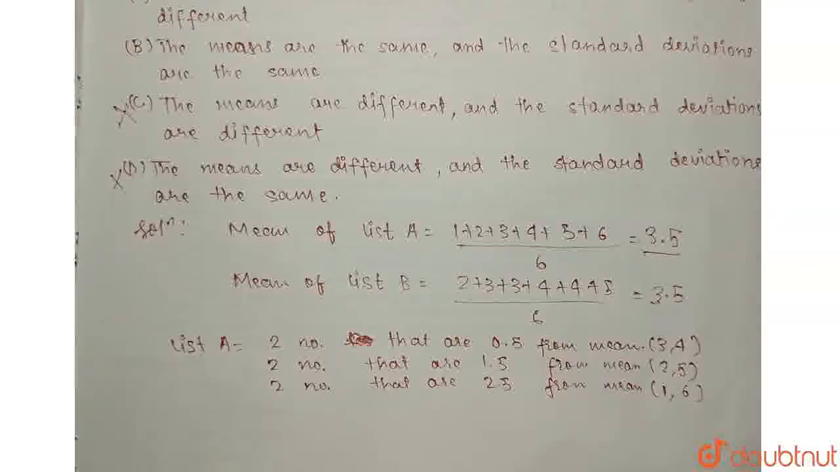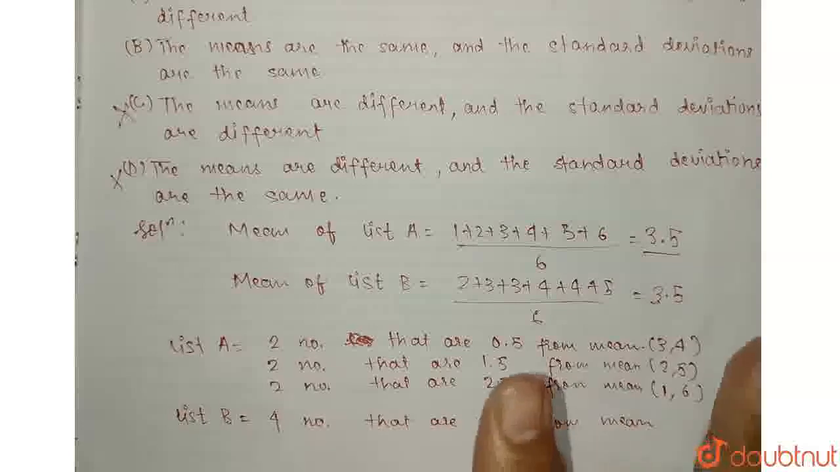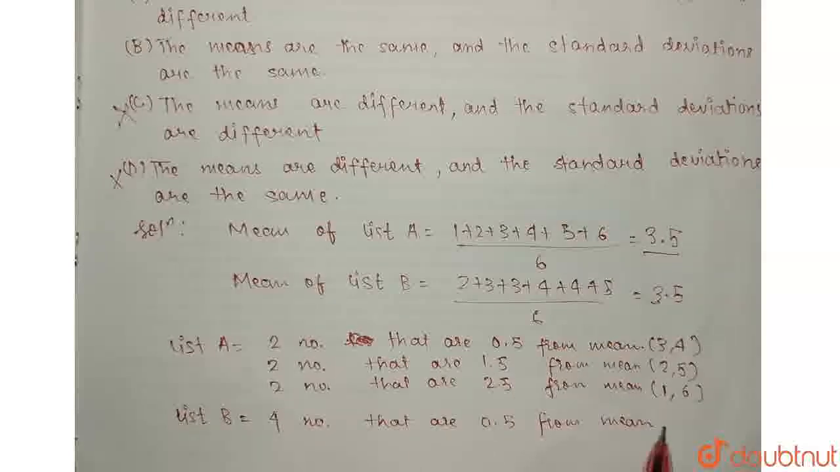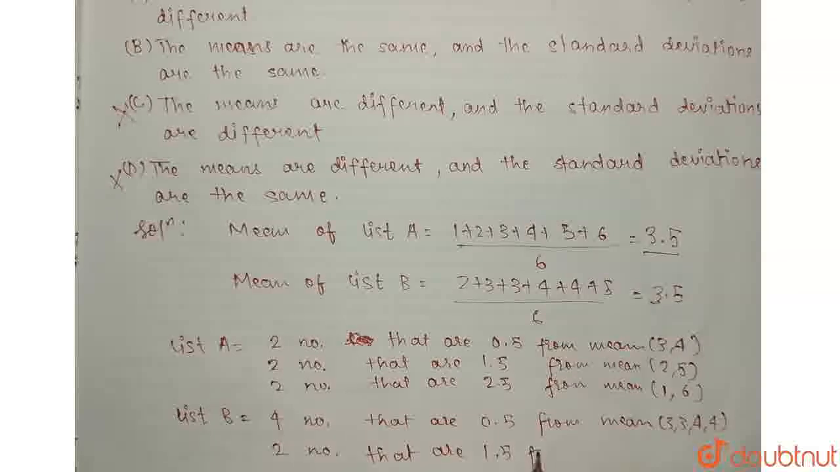Now for list B, there are four numbers that are 0.5 from the mean. How? There are two 4s and two 3s in list B, so I can write 3, 3, 4, 4. There are 4 numbers now. Also there are two numbers that are 1.5 from the mean, which are 2, 5. So there are total 6 numbers.